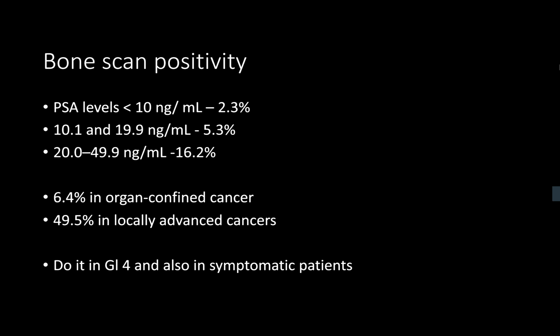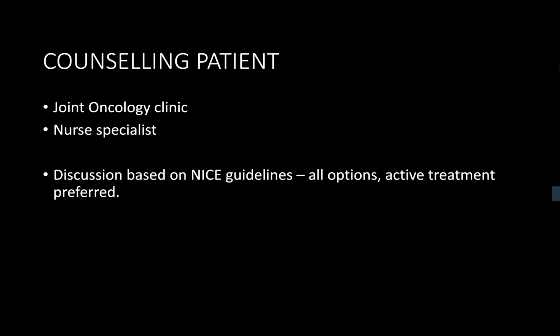Okay, his PSA is 9, as you said. PSA makes him low risk category. For low risk disease, the chance of bone scan positivity is 2.3%. If the PSA is between 10.1 and 19.9, the chance of bone scan positivity is 5.3%. And for PSA more than 20 up to 50, the chance of bone scan positivity is 16%. So because of the low chance of finding bone mets, there is no role for a bone scan.